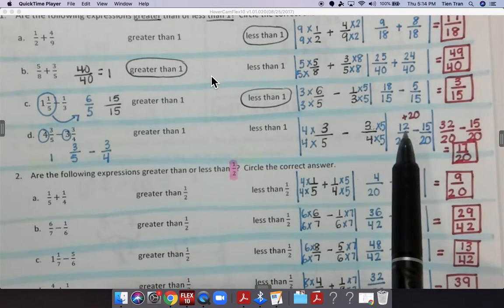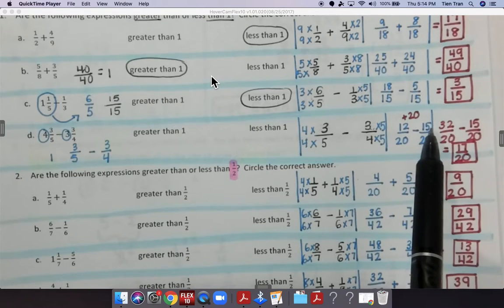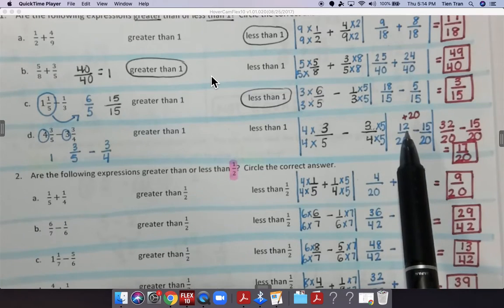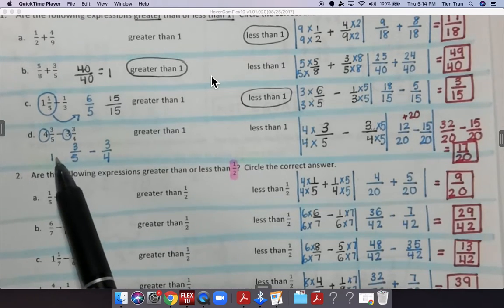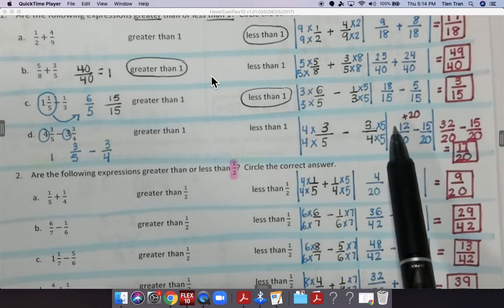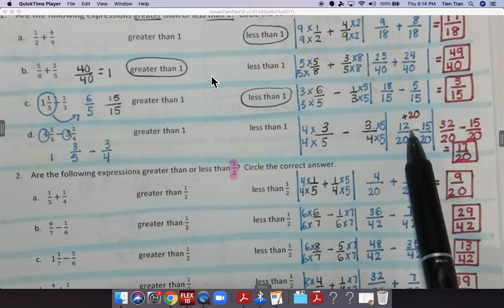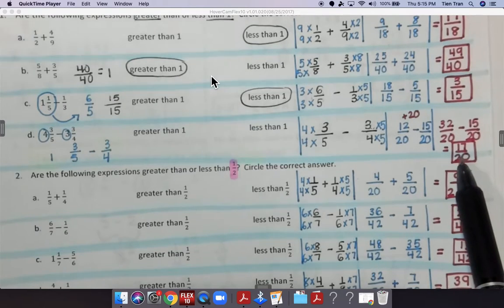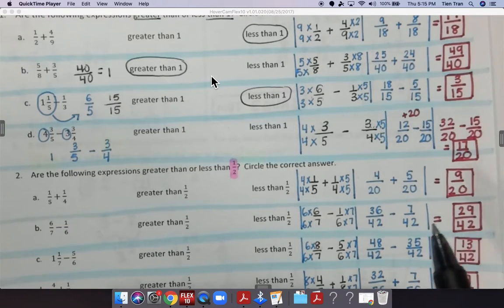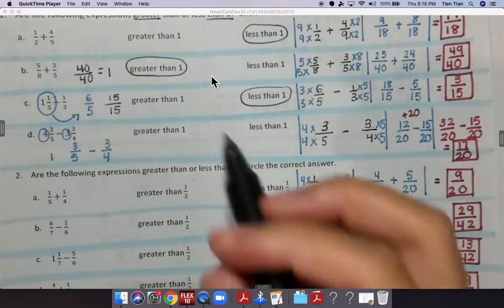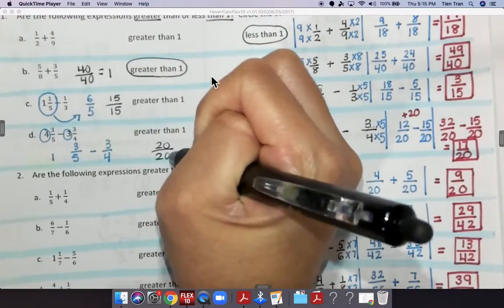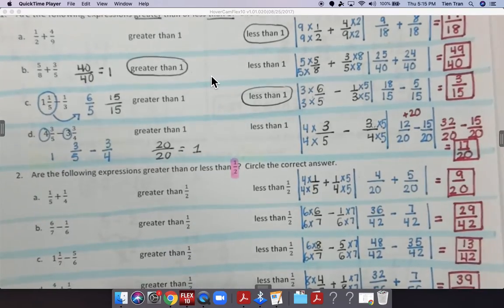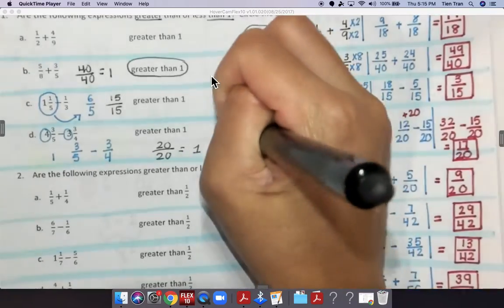3 times 4 is 12. And 3 times 5 is equal to 15. So now I'm going to subtract. I can't subtract 12 minus 15, so what I did here was I borrowed that 1. So I added 20. 20 plus 12 is going to give you 32. 32 minus 15 is going to give you 17. So you get 17 20ths. And remember, 20 divided by 20 is equal to 1. If it's 17, which is less than 20, that means that your number is less than 1.